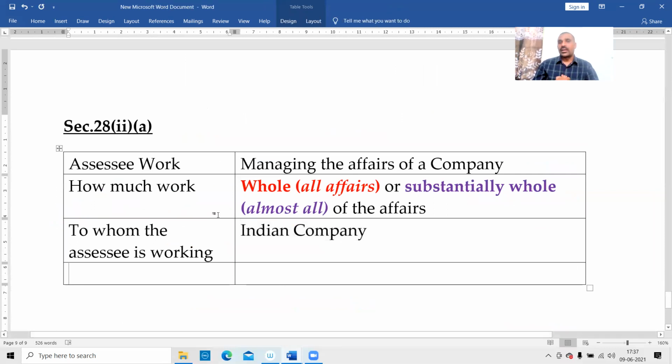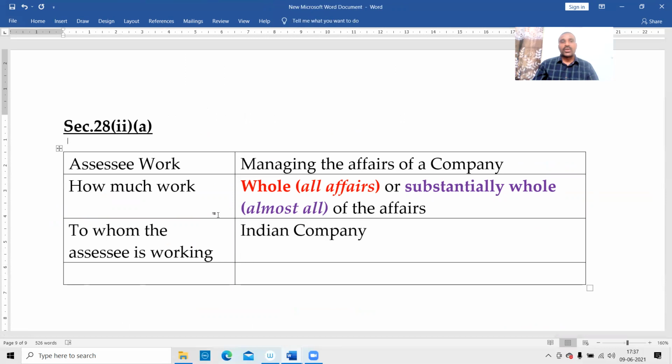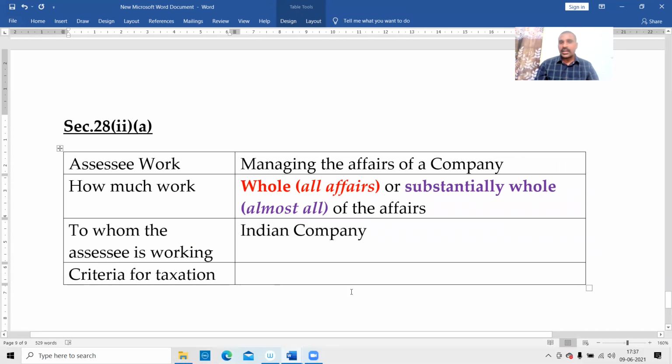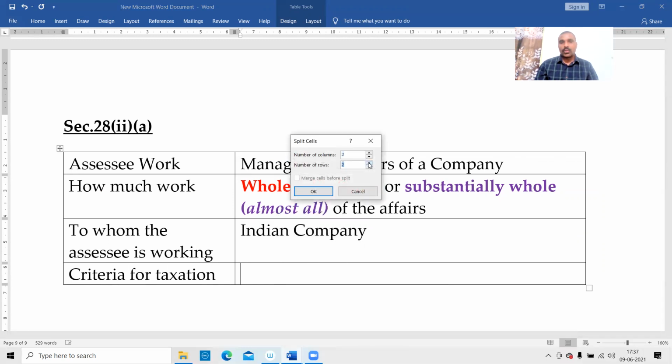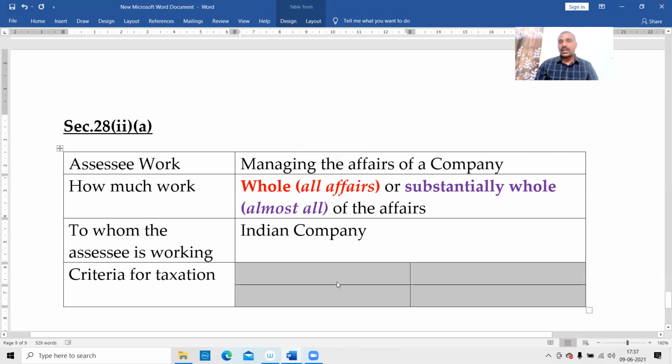Taxability criteria. What is the condition required to be satisfied so that we can tax this income? There are two criteria: timing of receipt and purpose of receipt. These are the criteria for taxation. So for when this income will be taxed, two points: one is timing of receipt and the other is purpose of receipt.